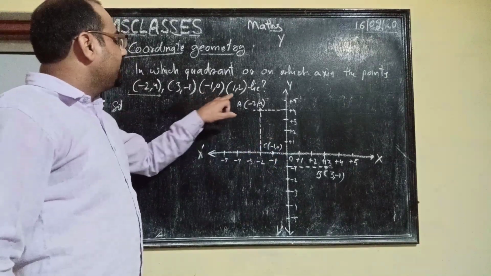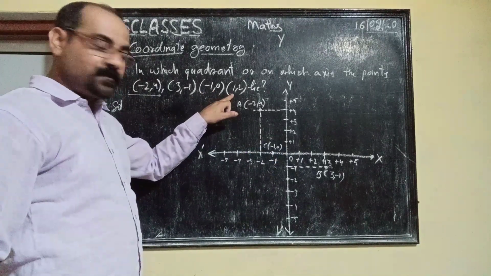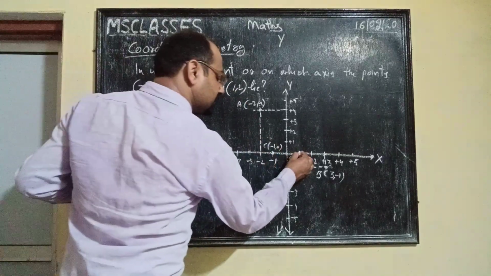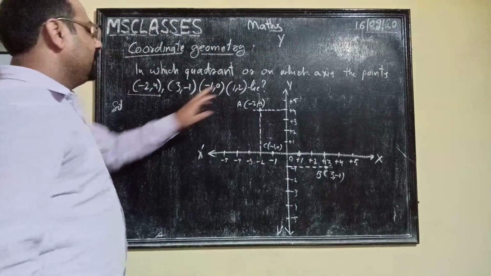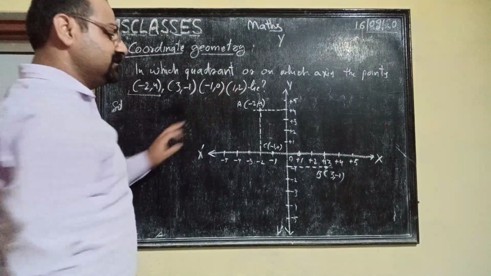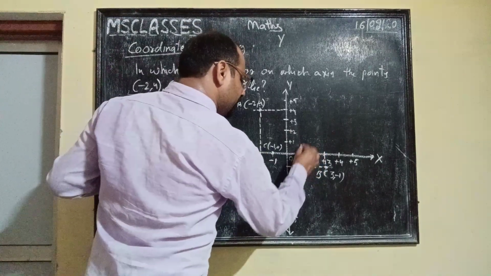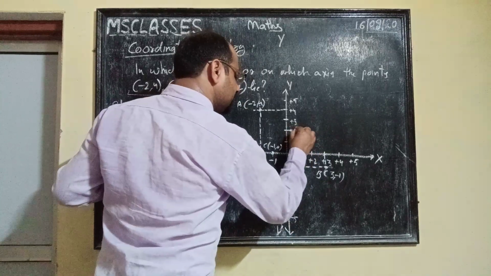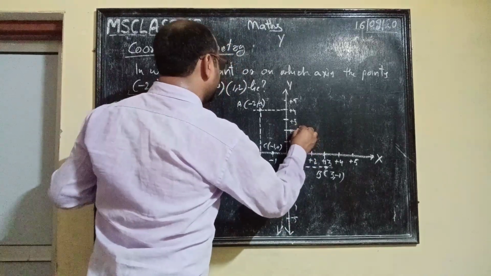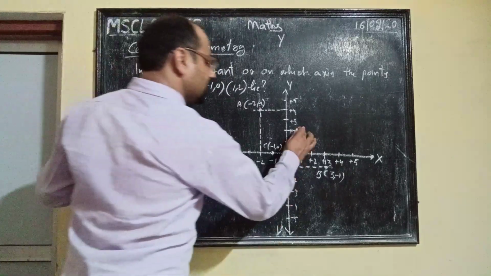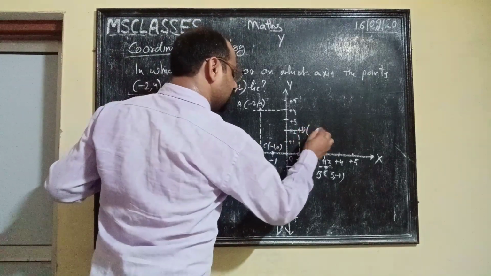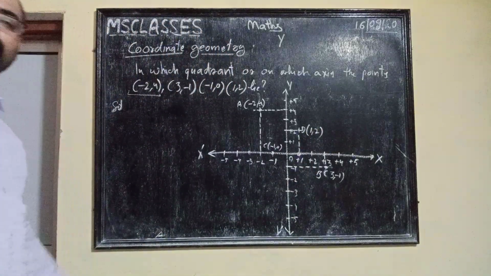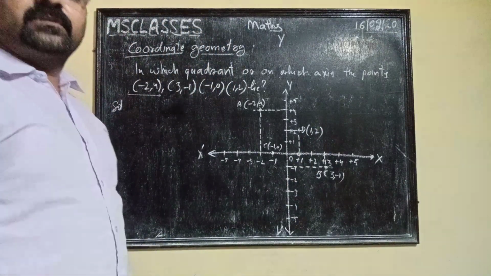Now your next point is 1 comma 2. So this is the value of x, this one is plus 1, and the value of y is plus 2. So when we draw a perpendicular at plus 1 and plus 2, it is point D, and the coordinates of D are 1 comma 2, right? So this is 1 comma 2.